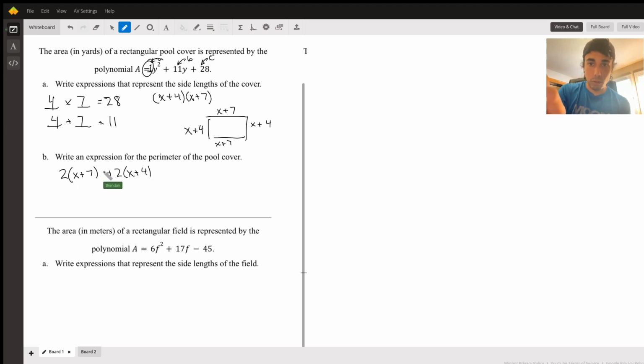So we're going to distribute the 2's. 2 times x is 2x, and 2 times 7 is 14. Same thing over here, distribute that 2. 2 times x is 2x, and 2 times 4 is 8.